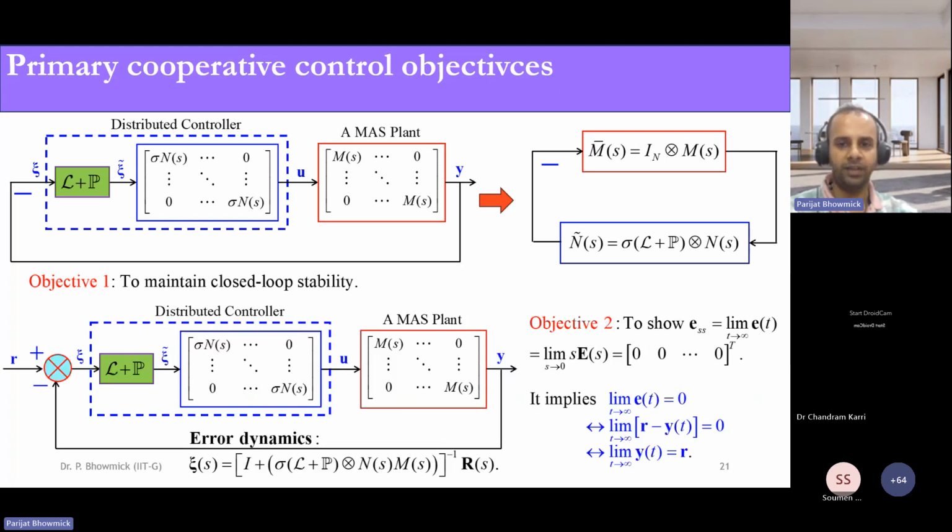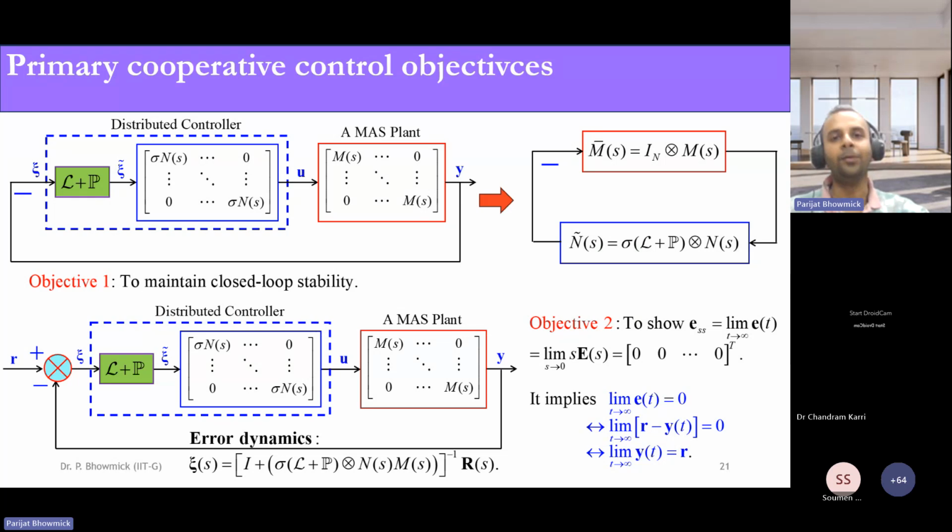And the second objective is to show whether the steady state error goes to zero. Why is that required? If we could prove that the steady state error will go to zero as t tends to infinity, that means we are discussing everything in an asymptotic manner. Then it will imply, as I have written in blue color, that the limit as t tends to infinity of e(t) is 0.